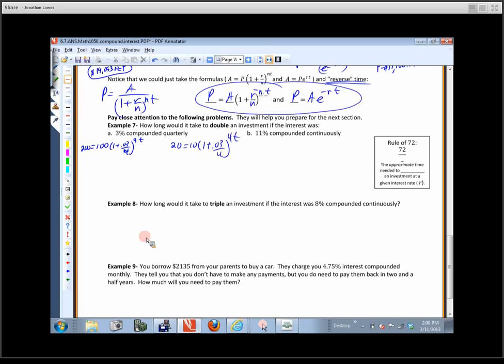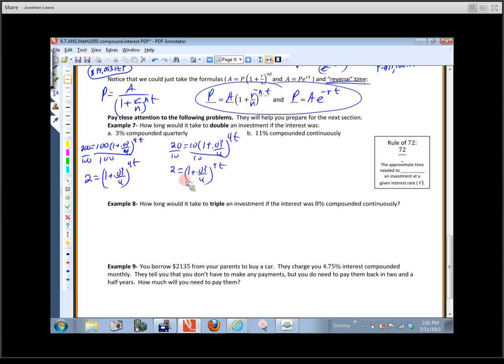Want to make sure everybody's on the right track. If we were doing this one, what's the first thing you'd do? You'd divide by 100. So we end up with 2 equals 1 plus 0.03 over 4 raised to the 4t. Okay, over on this side, what do you do first here? Same thing, you divide by 10, right? Okay, what I want you to take a look at is this. Aren't you at this point solving the exact same equation?